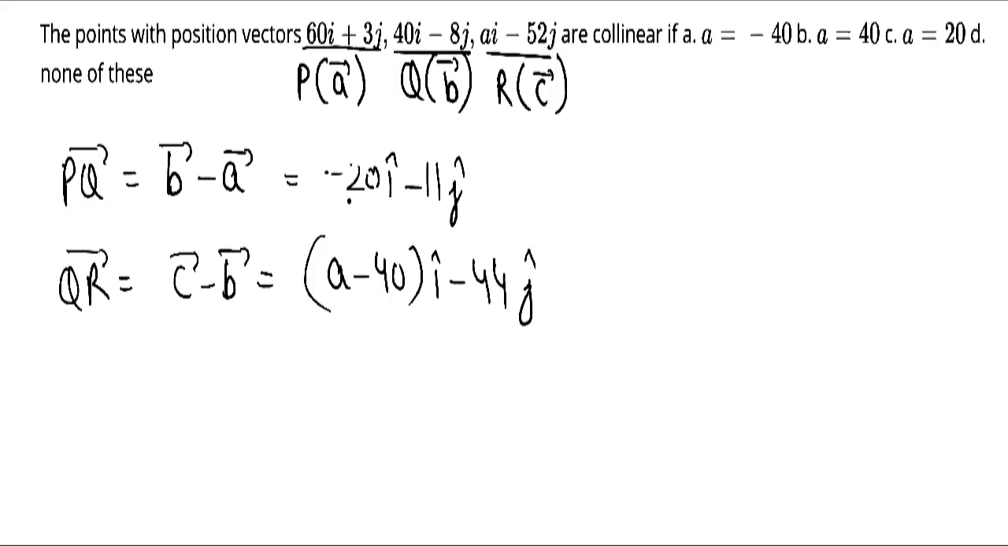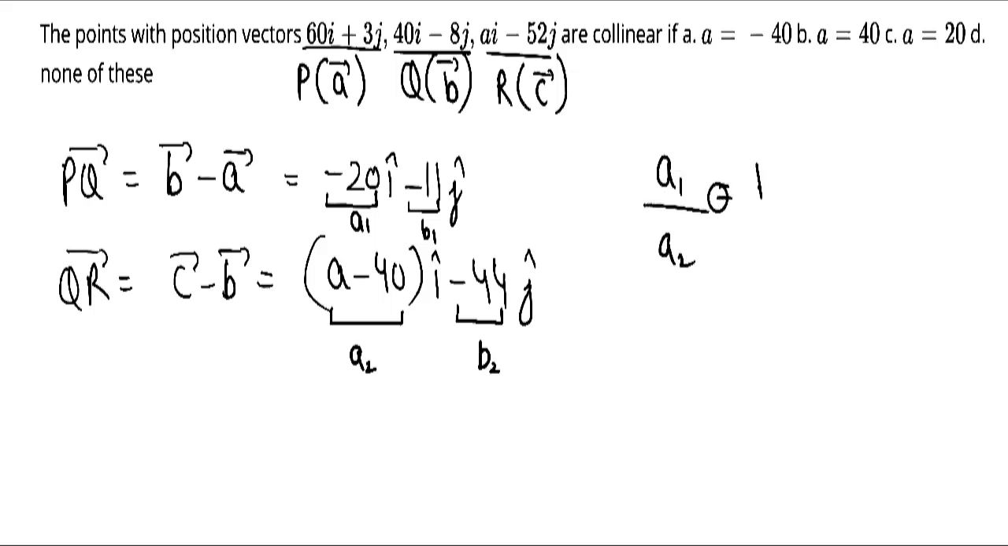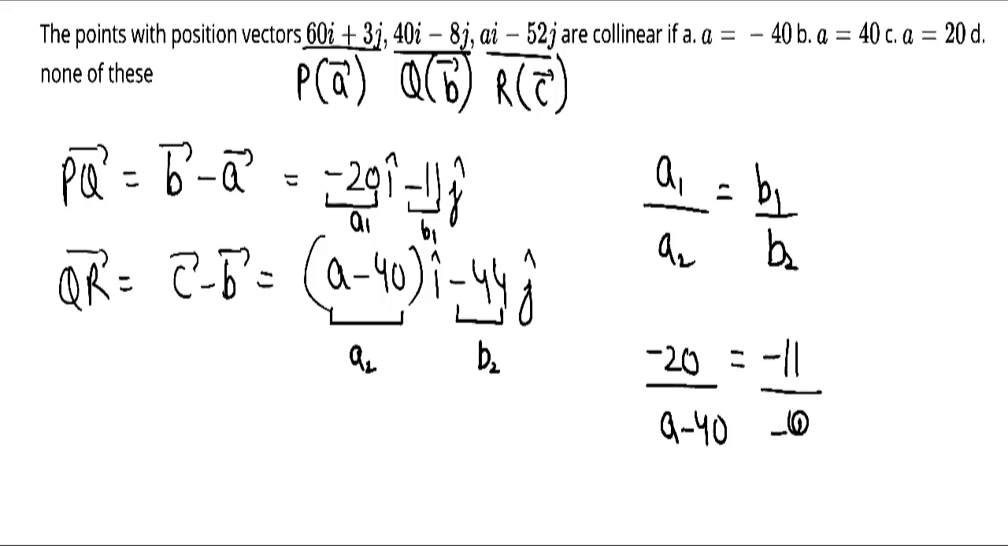Now let this value be our a1, and let this value be our a2, and let this value be our b1, and let this value be our b2. So here we have been given that the two vectors are collinear, so that means the directions are proportional, we can write this as a1 upon a2 is equal to b1 upon b2. So a1 upon a2 will be minus 20 divided by a minus 40, that is equal to b1 upon b2, that will be minus 11 upon minus 44.